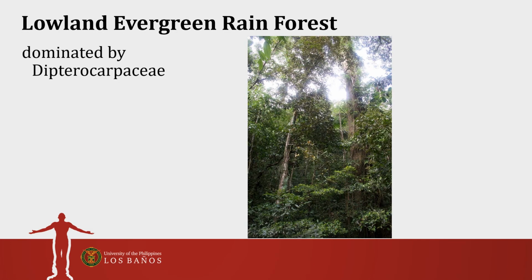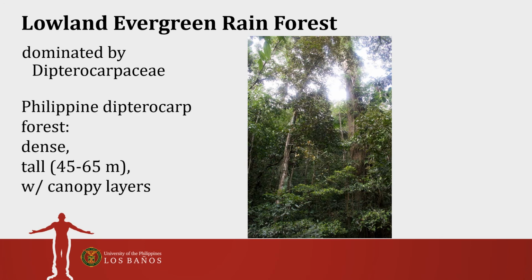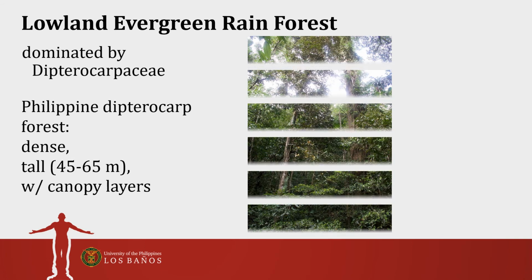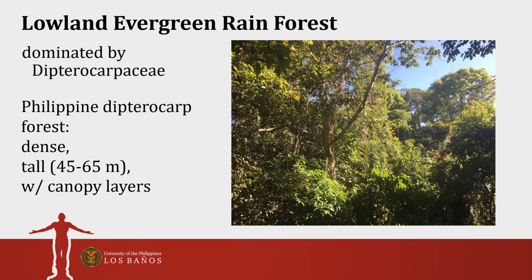The lowland evergreen rainforest is familiar to us because we have this in Mount Makiling. This forest type is dominated by dense dipterocarps, with trees reaching heights of 45 to 65 meters tall and creating canopy layers.